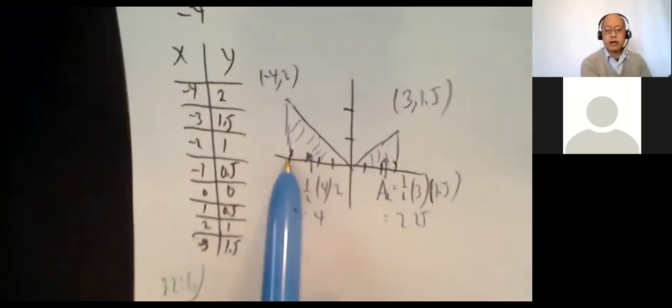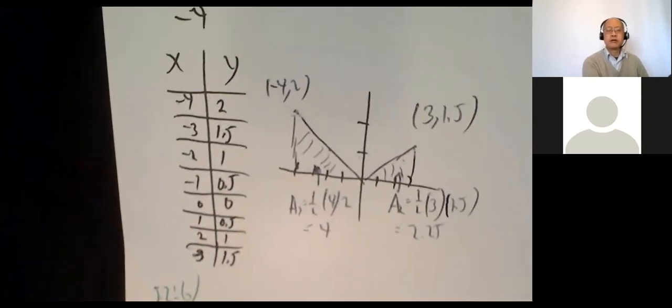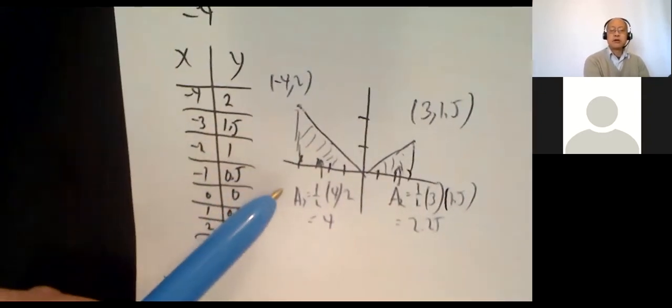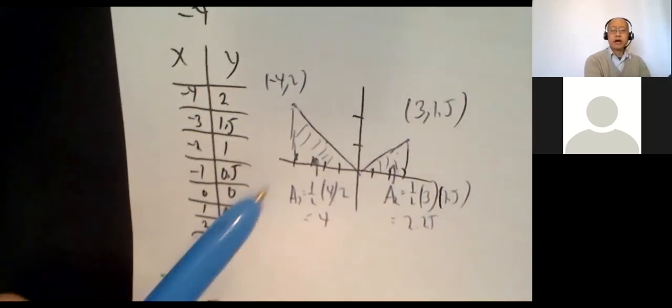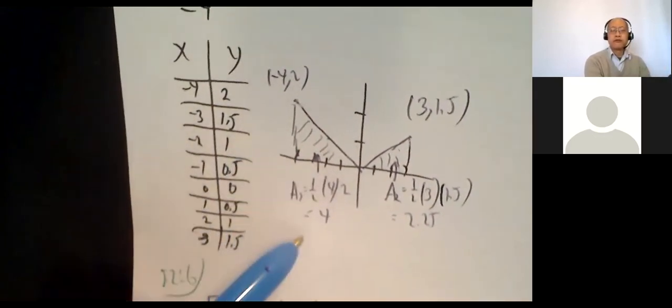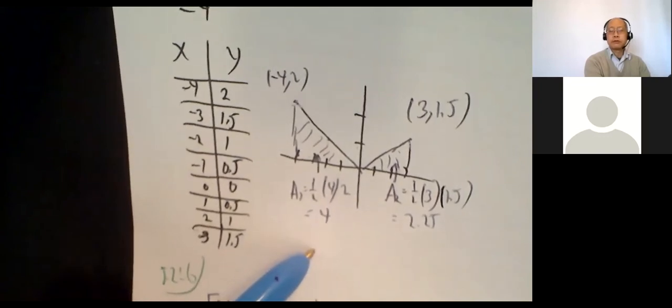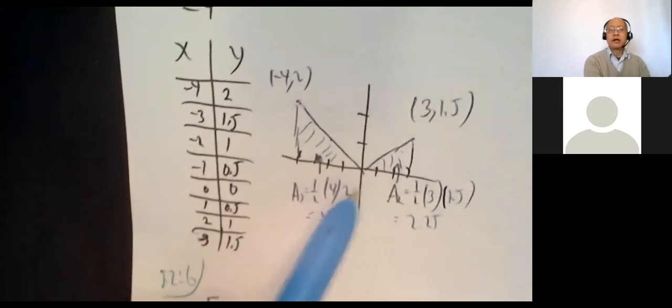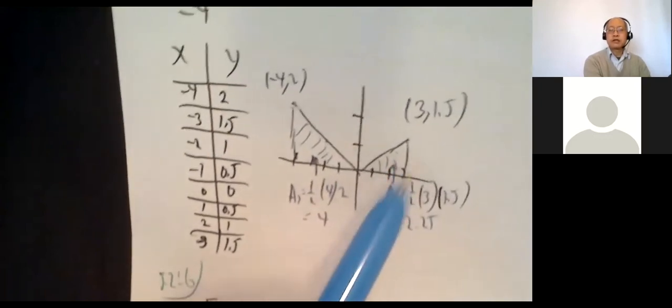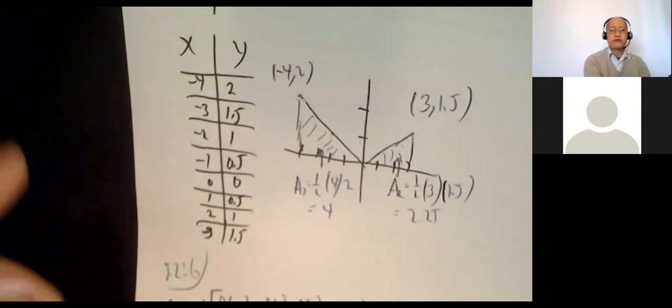All right, so I got a triangle here, triangle here. So A1, area 1, 1/2 base times height. So 1/2 of 4 times 2, 4. A2, 1/2 base times height. 1/2 of 3 times 1.5, 2.25.